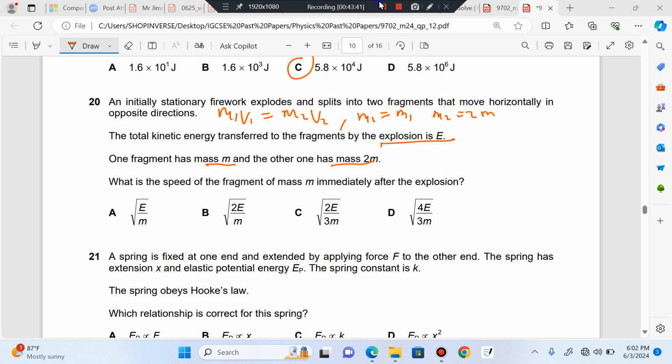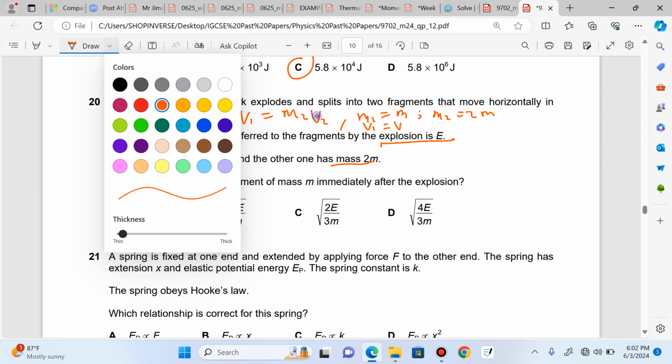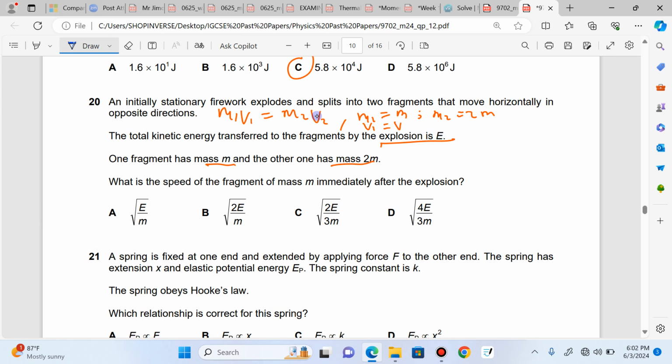Now let us refer to these objects, M1 having mass M. Let us assume the velocity V1 equals V. How do you get the value of V2? Since M1V1 equals M2V2, let's put in the values. We said M1 is equal to M, so we have M multiplied by V1, which is V: MV equals M2 times V2.